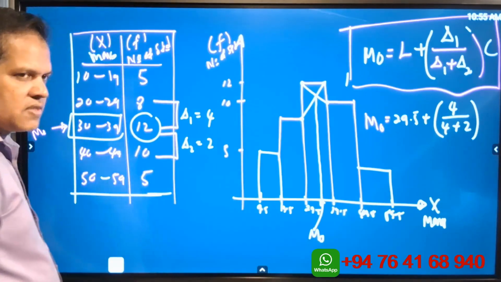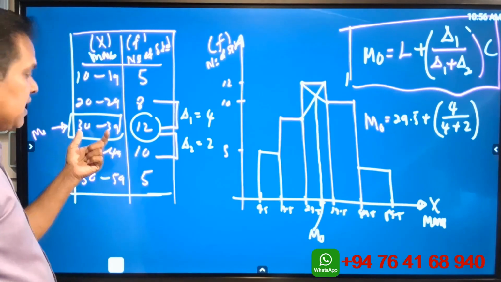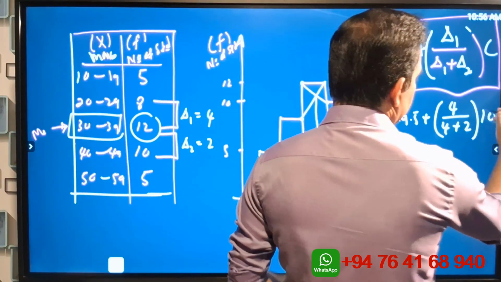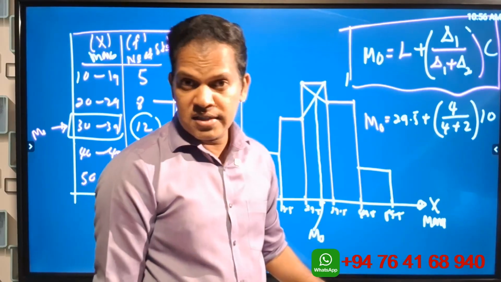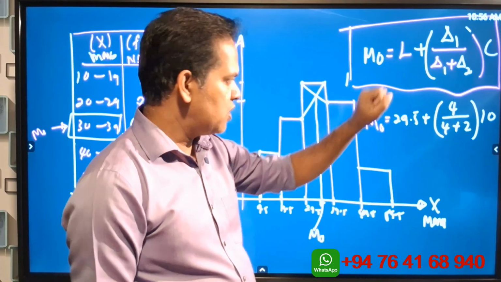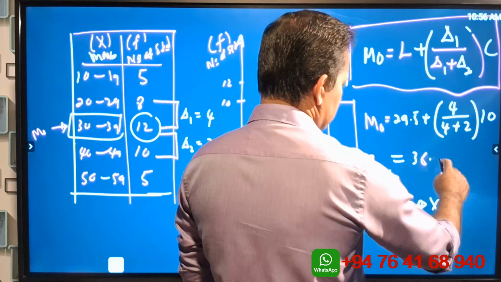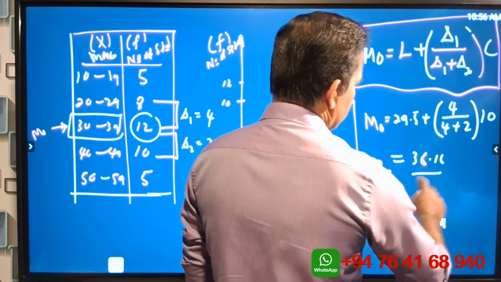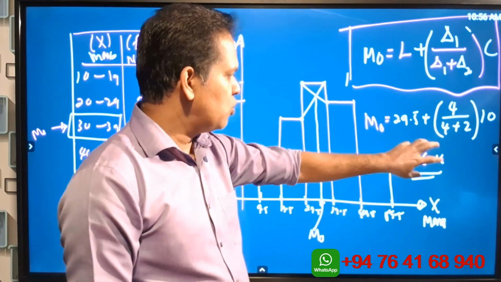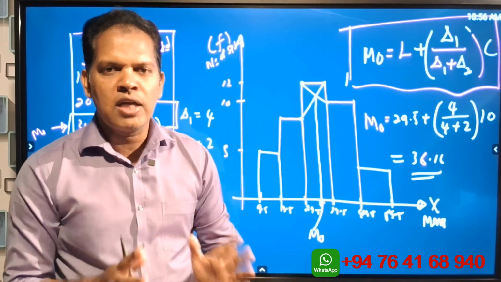And C, what is C? The class interval, the class width of this mode class, that is 30 to 39. It has 10 whole numbers, so the class interval is 10. In other words, the class width. Okay, now I substitute all these values for the unknown terms. After simplifying, you can get the answer. It is 36.16 or something, I don't know exactly, but certainly the value is correct. You can simplify, then you can get the exact answer. Okay, that is the way to calculate the mode.